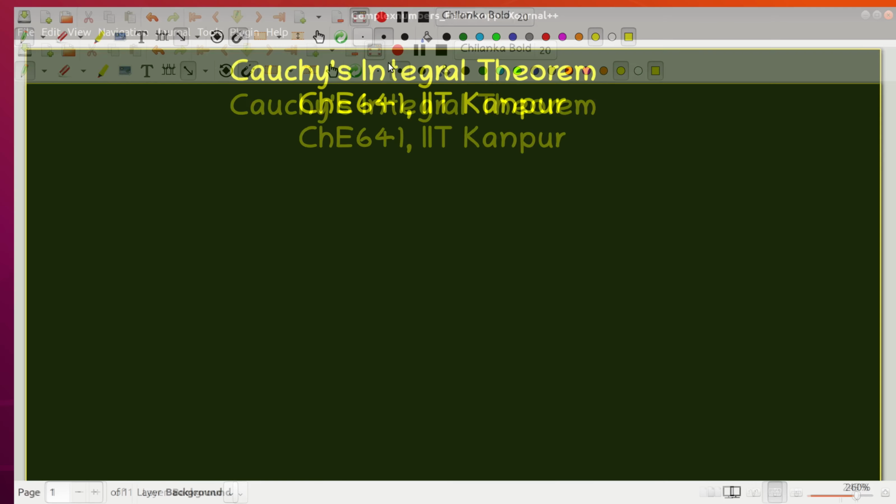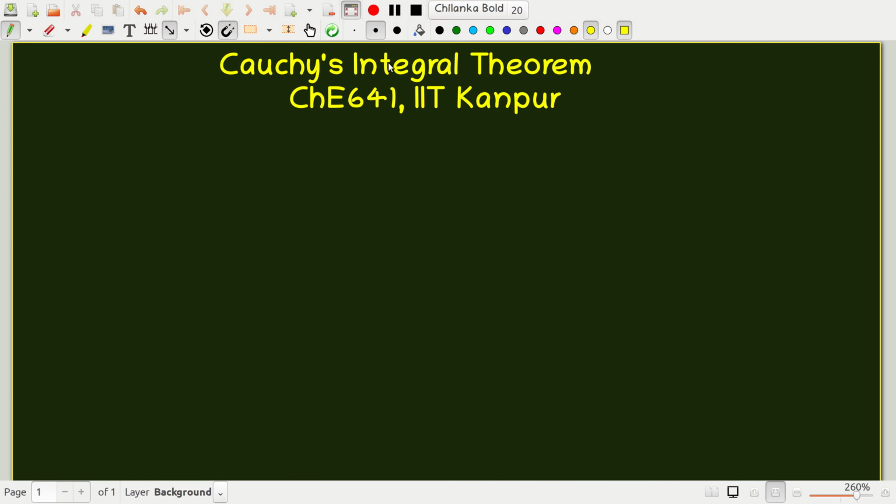Hello students, welcome to this module on complex analysis, complex numbers and analysis, which is part of the course CHE 641 at IIT Kanpur. Today we are going to discuss a very important result in complex analysis, which is called Cauchy's integral theorem. Before I do that, let me quickly recall what we did in the last lecture.